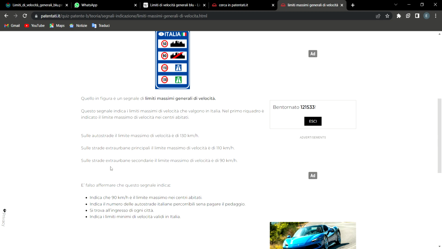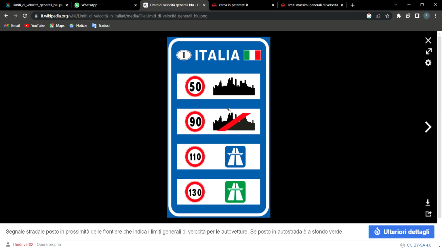And the last is the extraurbane secondario. The extraurbane secondario. So you can see it. In extraurbane secondario, the maximum speed you are permitted to drive is what? It is 90. Now let me take you to what we are simply talking about here.